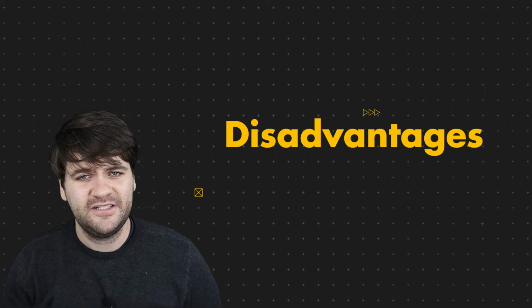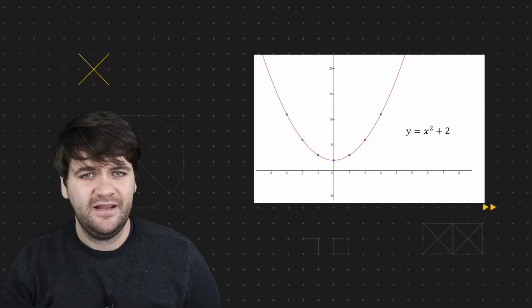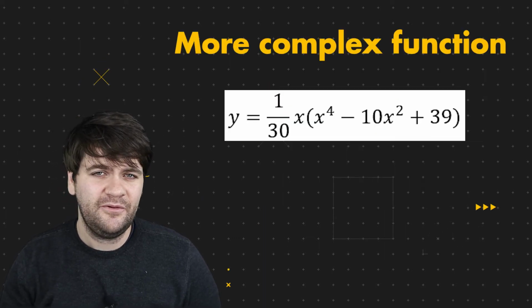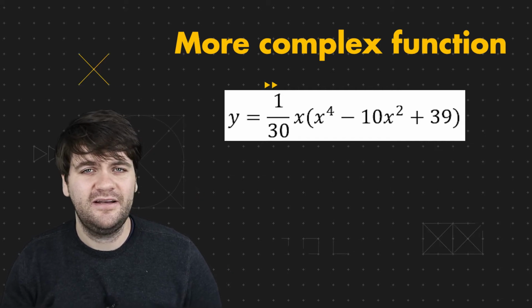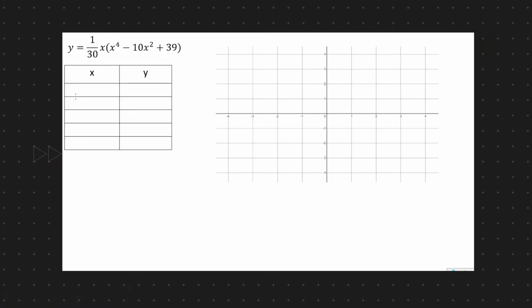In the example we just did, we can see the shape is a parabola. But let's say we have a more complex function and we only choose a certain amount of x values. So we have this equation here and we want to plot this. So let's say we choose x values. I'm going to choose -3, -1, 0, 1, and 3.